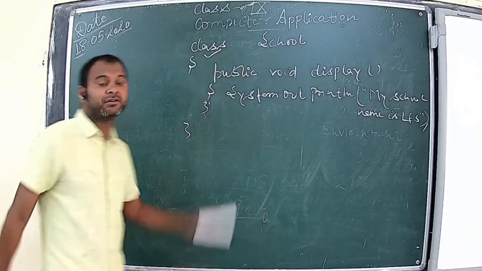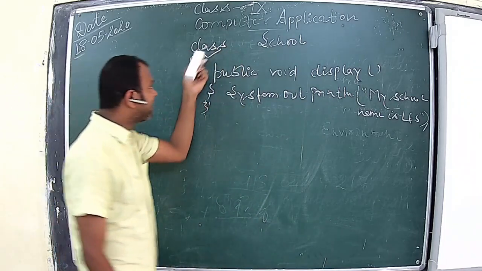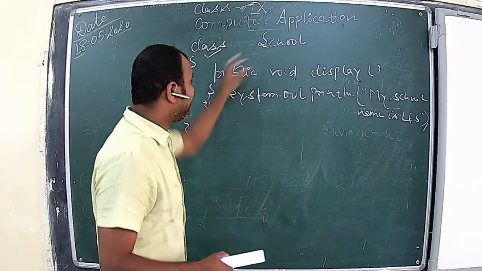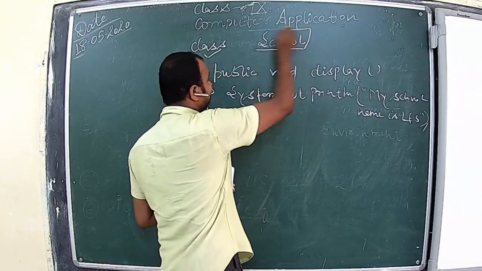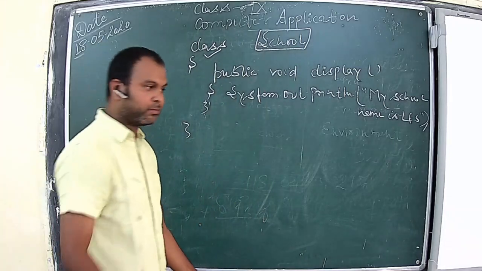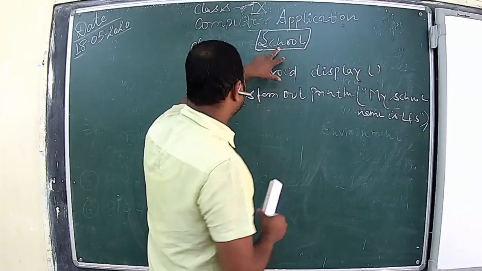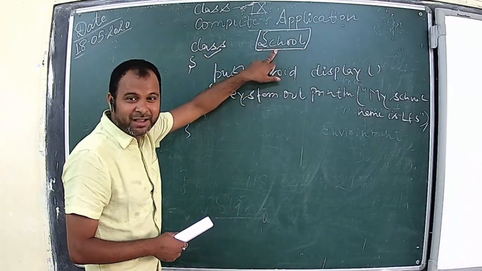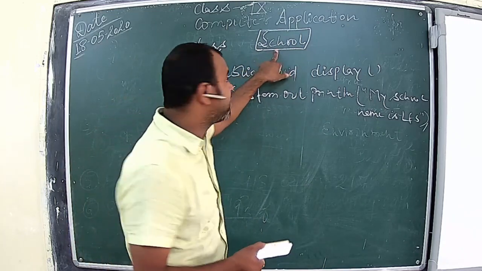Class is the keyword that can be used to give the class name. So this is the class name, and this class name would be a valid identifier. Valid identifier, we'll come to know in a later chapter. So this is our identifier. The name given by the user is called an identifier.